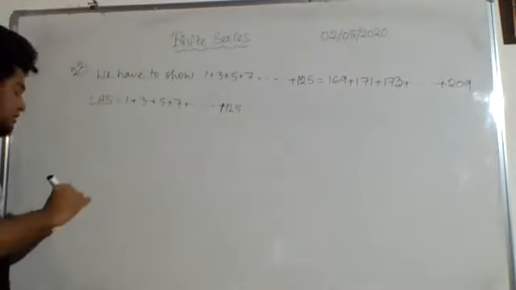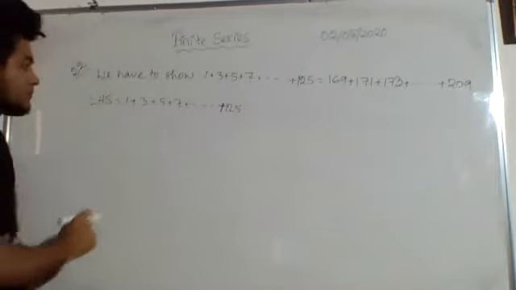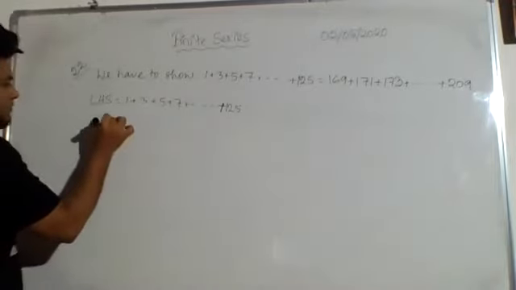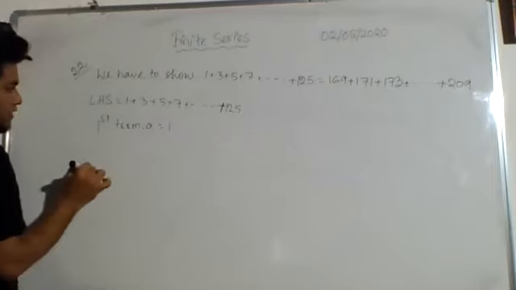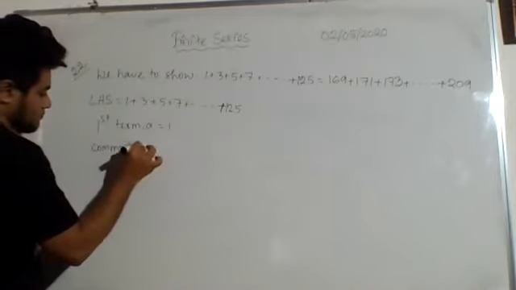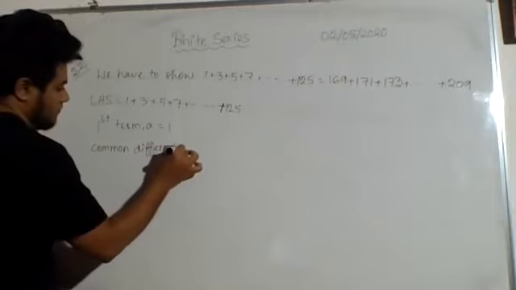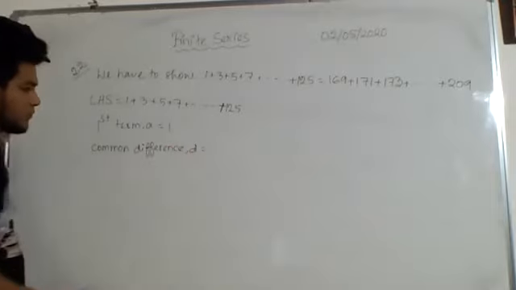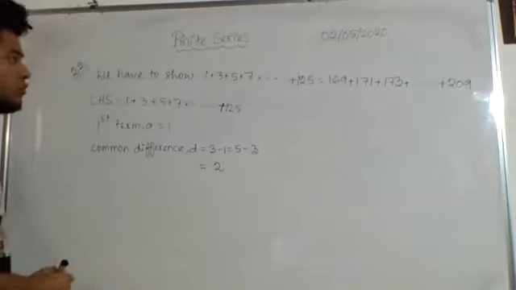Now if I want to find the summation here, I need 3 values, a, d, n. So clearly we have the value of a, that is the first term, a is equal to 1. Then common difference, d is equal to 3 minus 1 is equal to 5 minus 3 is equal to 2. Now we do not know the value of n.